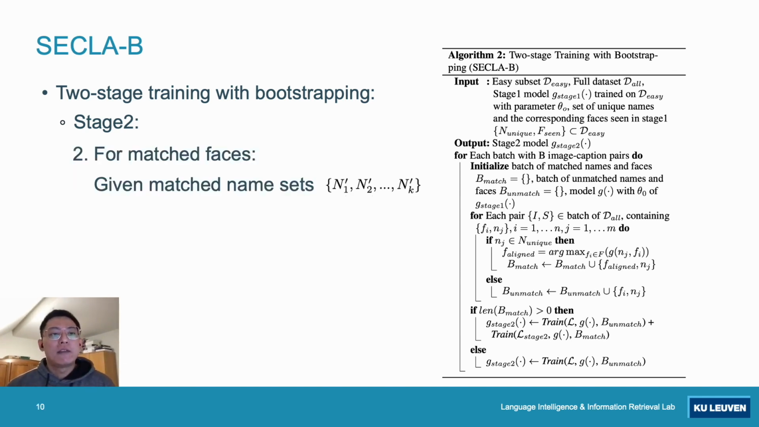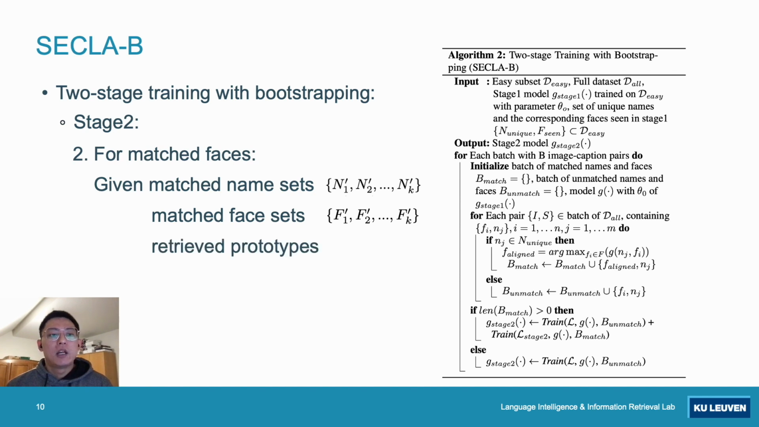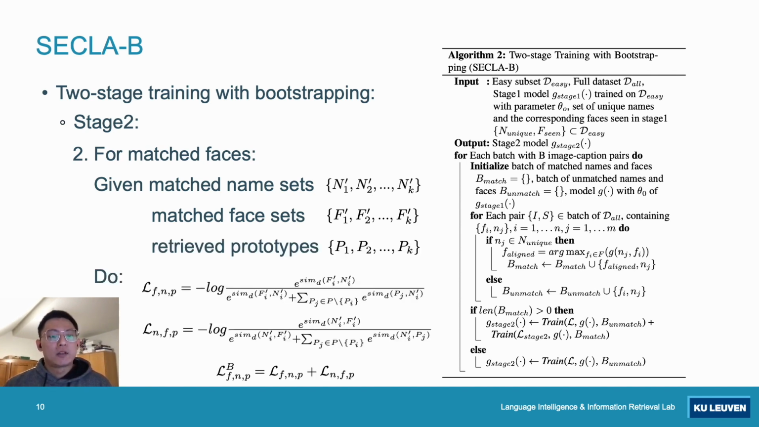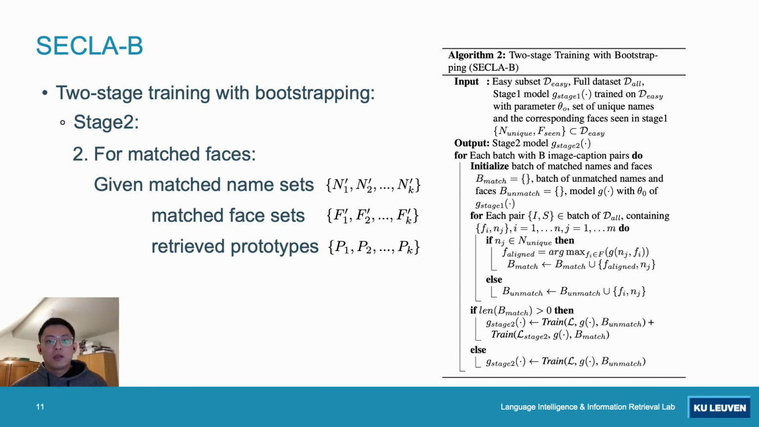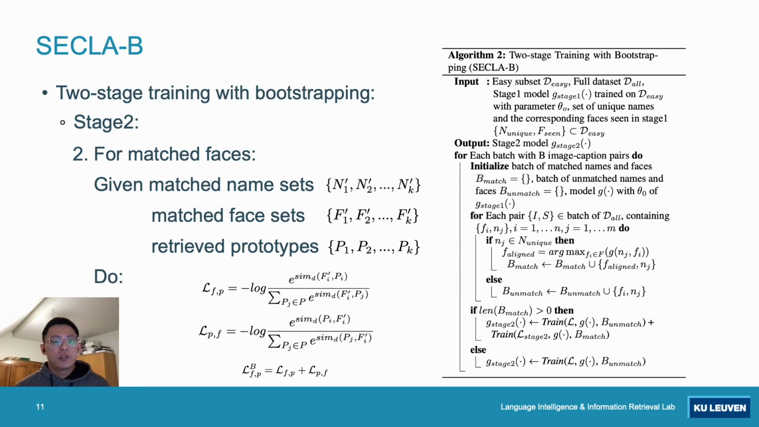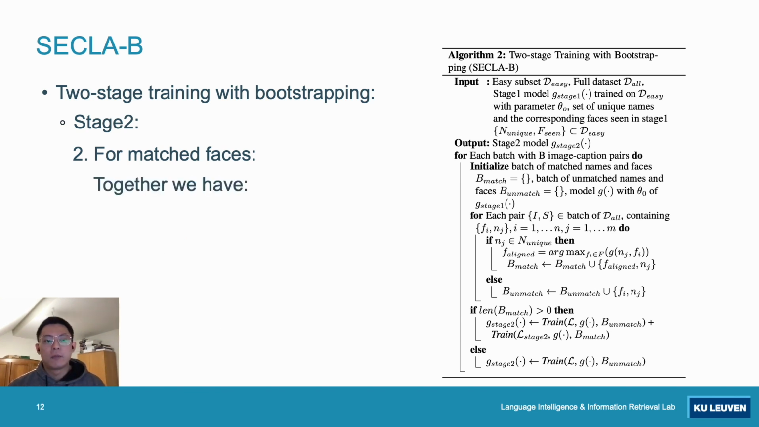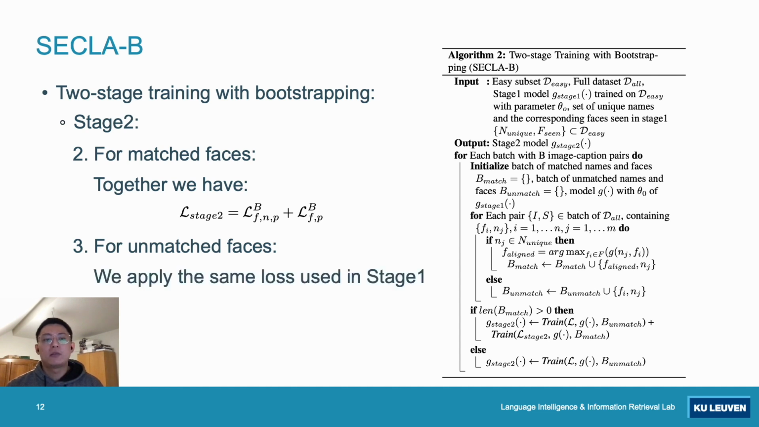After matching, given matched names, matched faces, and retrieved prototype faces, we do a similar contrastive loss to push the prototype faces that do not correspond to the current matched faces away from the matched names. We do it bidirectionally. Similarly, if the prototype does not correspond to the current face, we push them away. Then for matched faces, we use those two losses, and for unmatched faces, we use the same loss from stage 1 training.